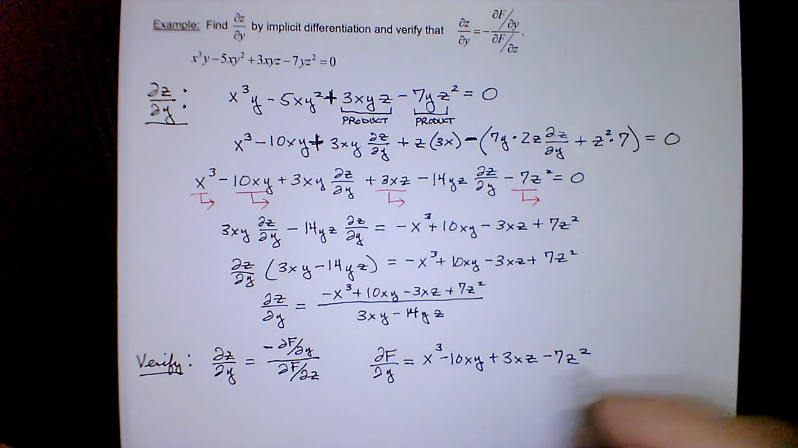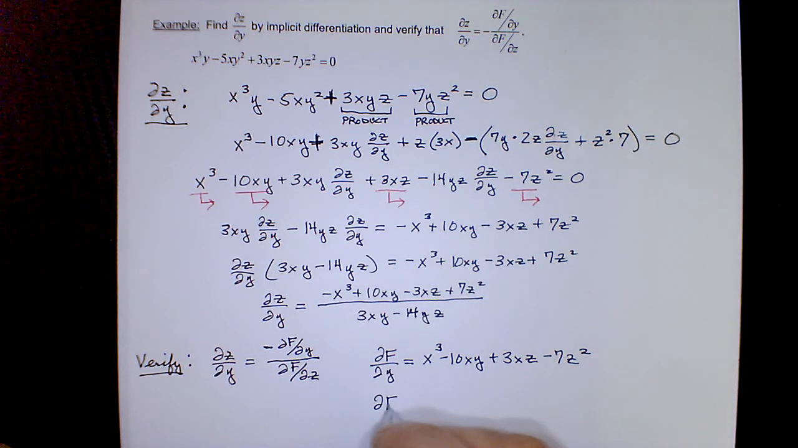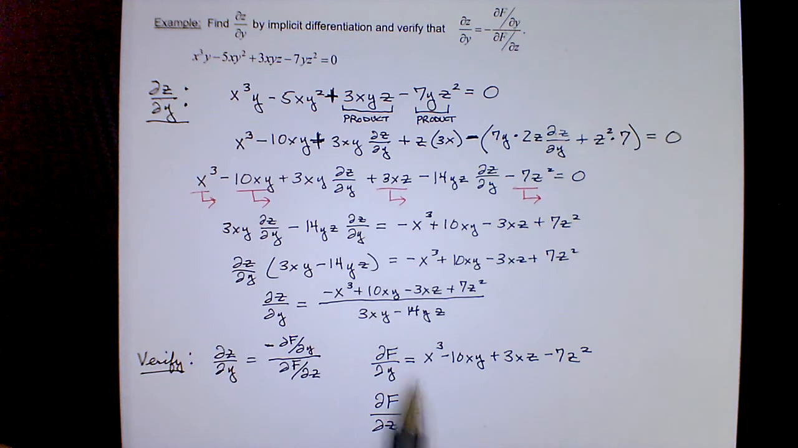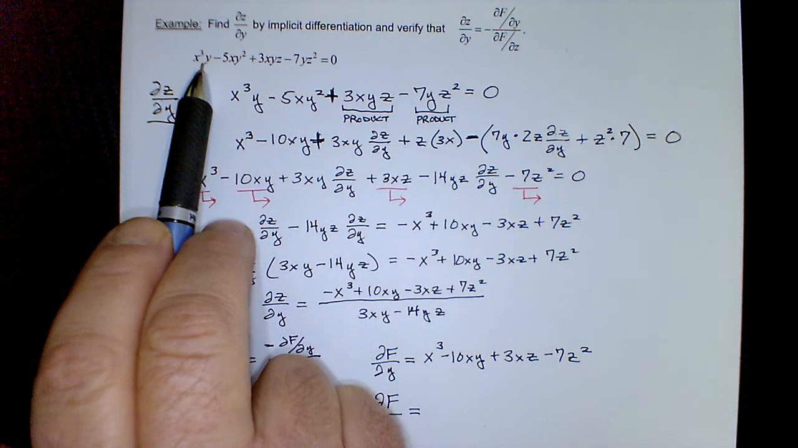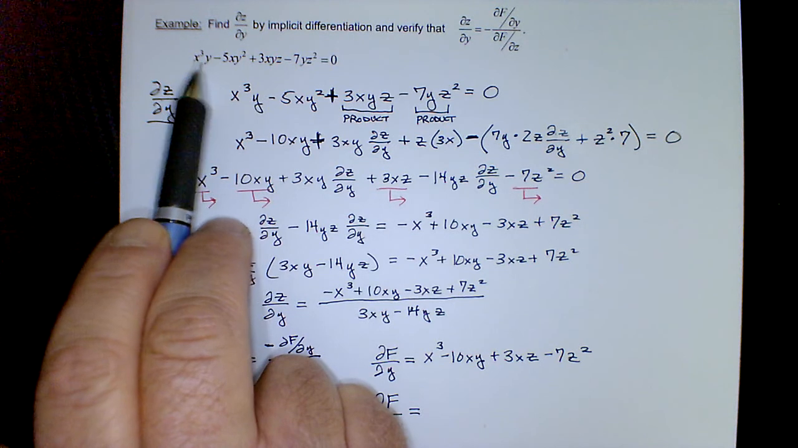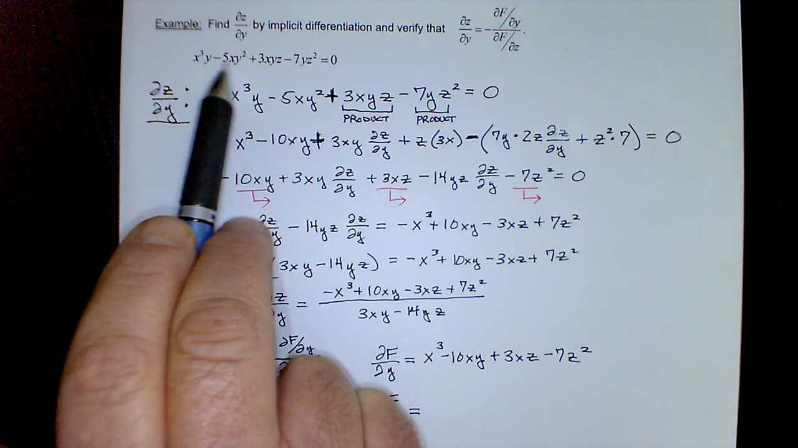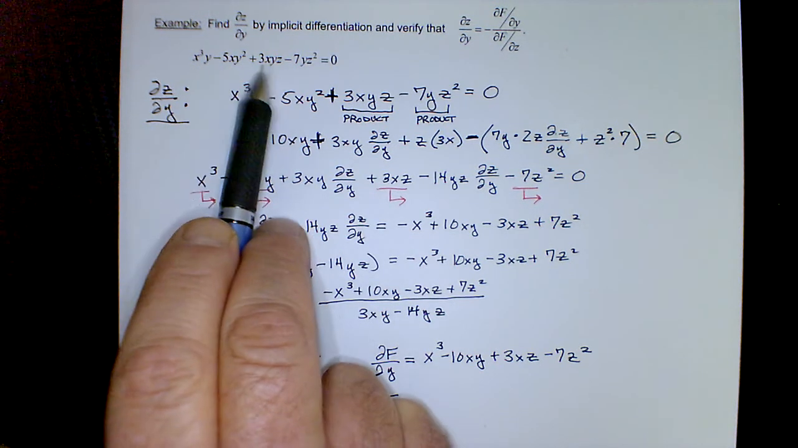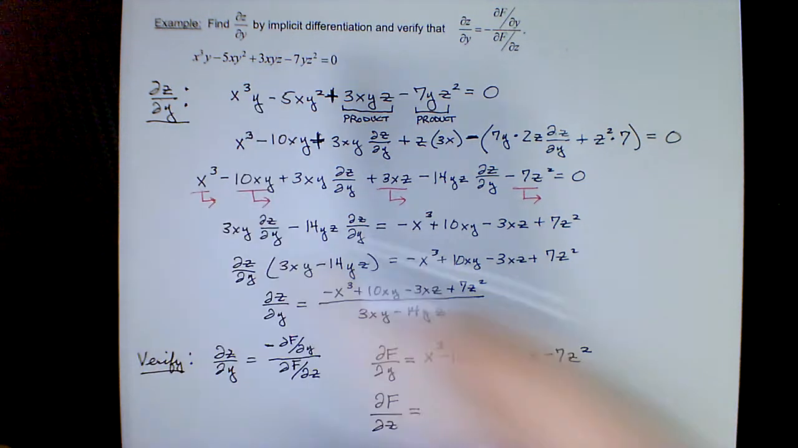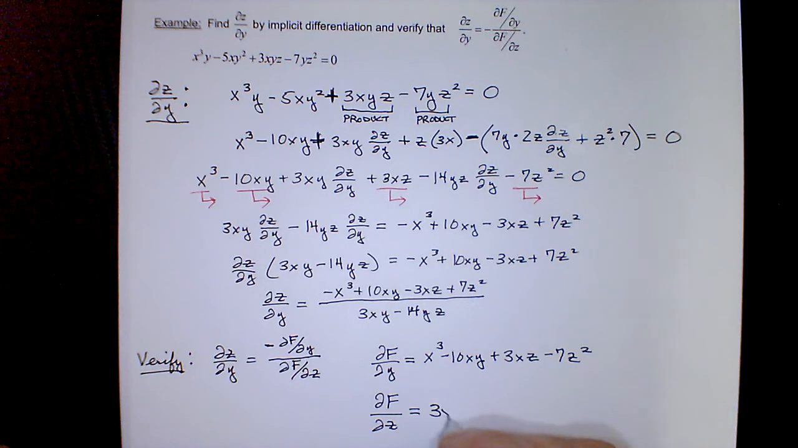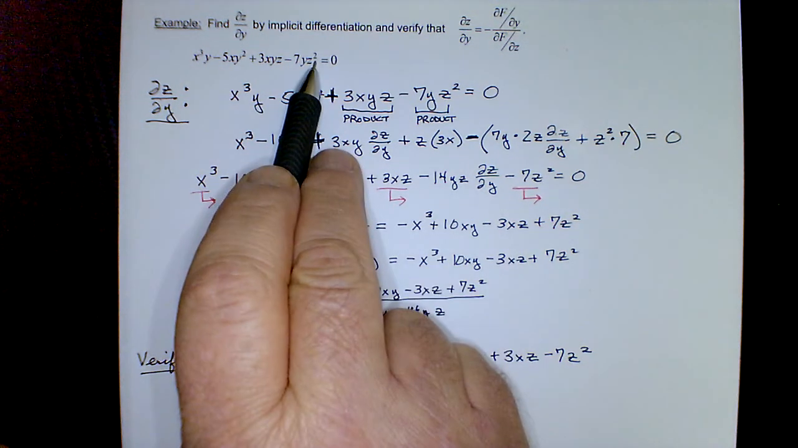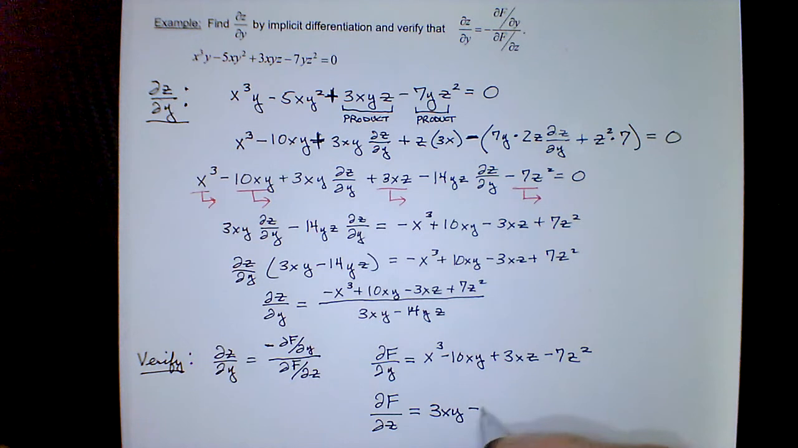And then similarly we find the partial of f with respect to z, so now x and y are held as constants, so this function is just x and y, so its derivative is 0. Same with this term here, derivative of z is 1, so we get 3xy, and then minus derivative of z squared is 2z times negative 7, so minus 14yz.